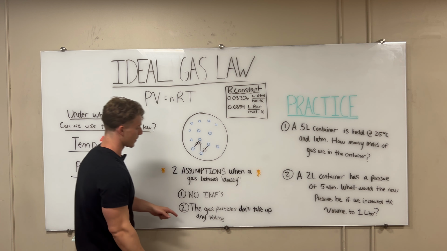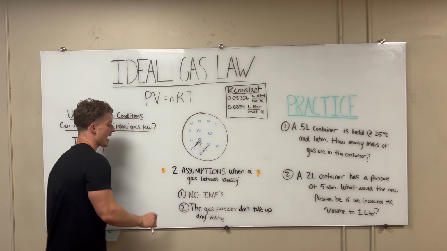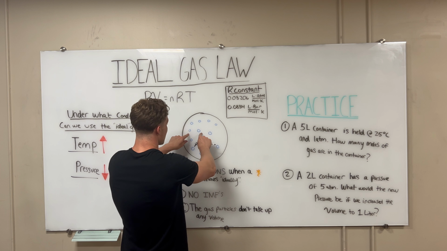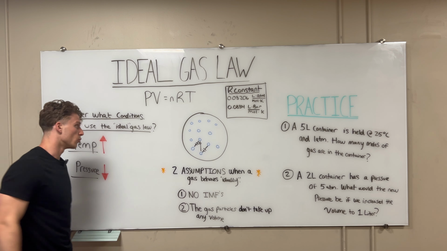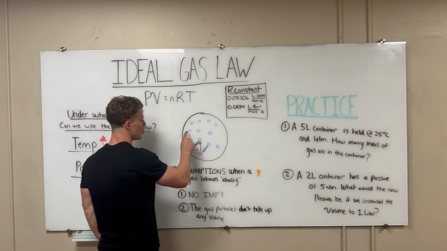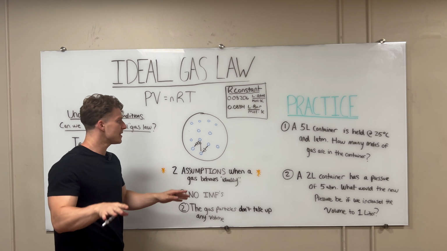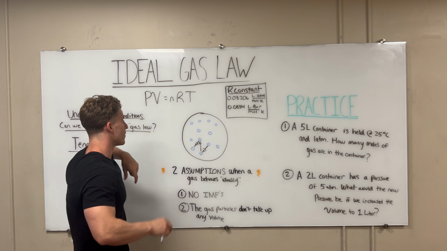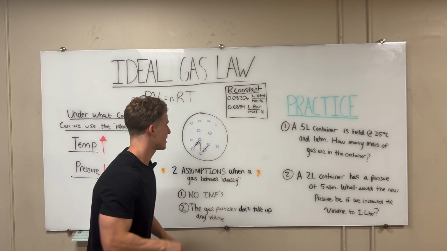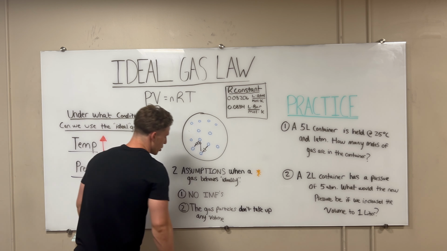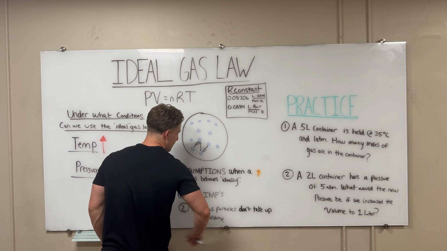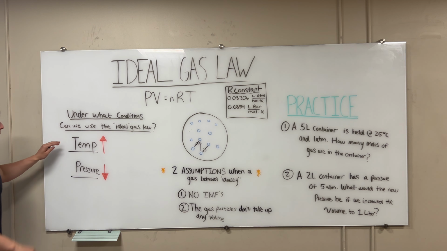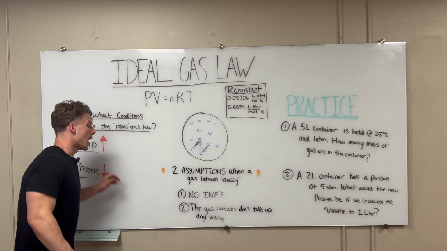Now, what is the second assumption? The second assumption is that the gas particles don't take up any volume. So what we're saying is, even though we can see these gas particles written out on the board here, we're actually going to assume that they don't take up any space in the container that they're in. So even though we can see them, the volume that they take up in that space is negligible. We are not going to say that these gas particles take up any volume if they're behaving ideally.